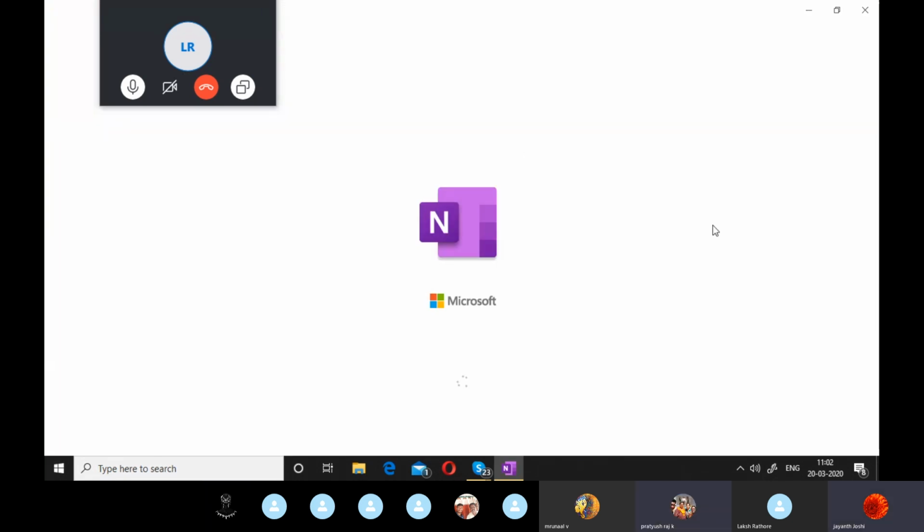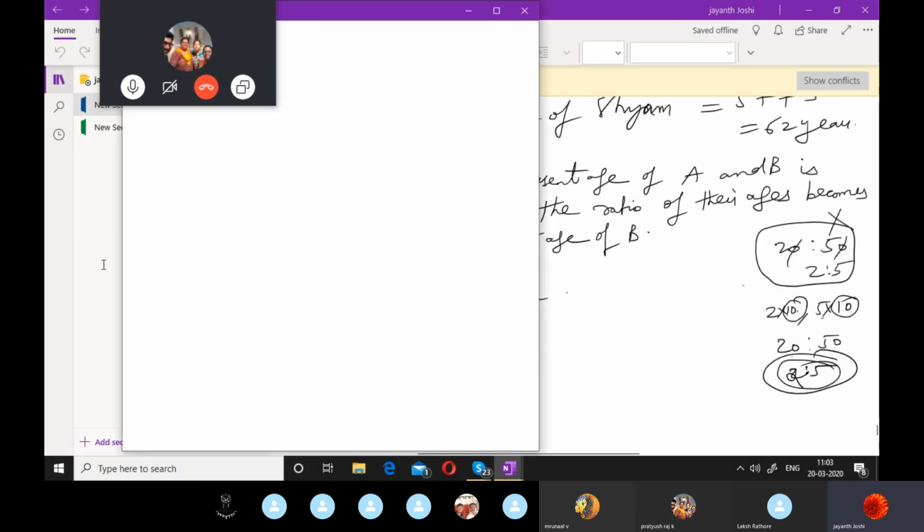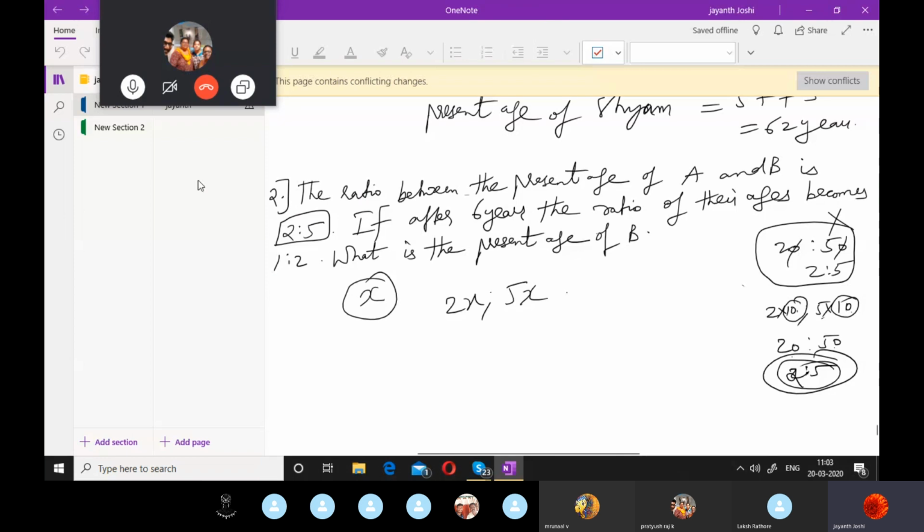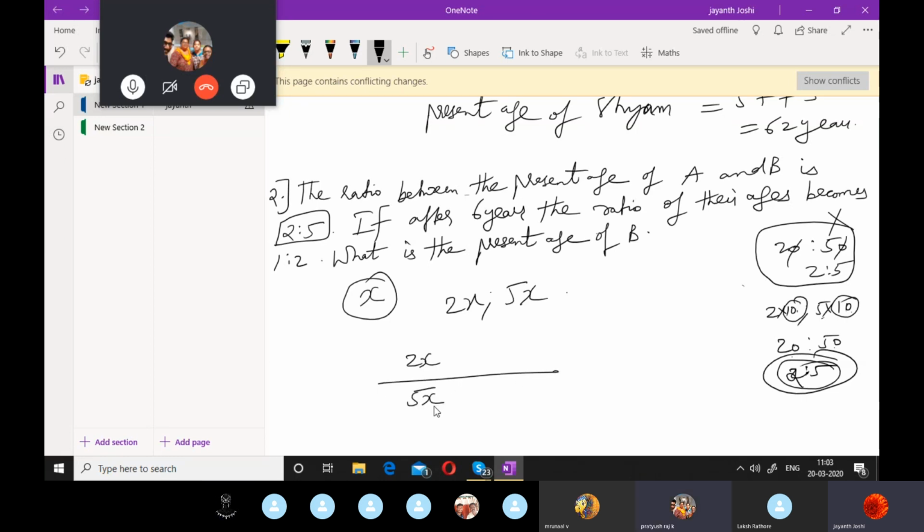So now you see how the solution becomes easy here, and in seconds you can do this problem. How can you do it? The ratio between the present ages of A and B is 2:5. I have broken the ratio by multiplying it with the variable. So 2x and 5x are now the present ages.